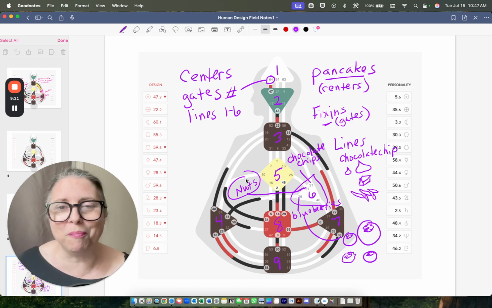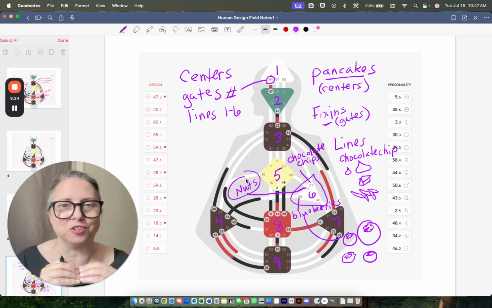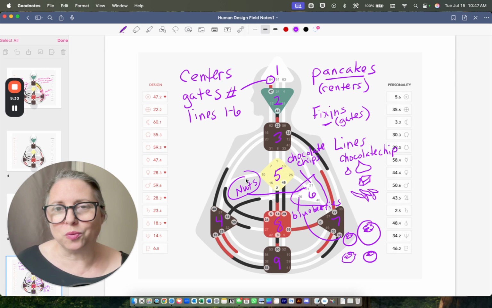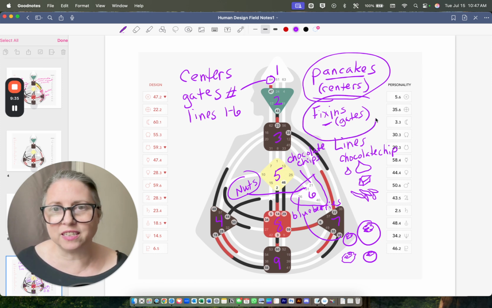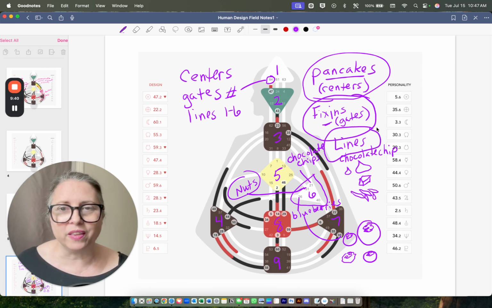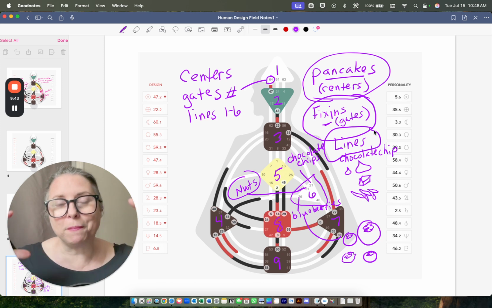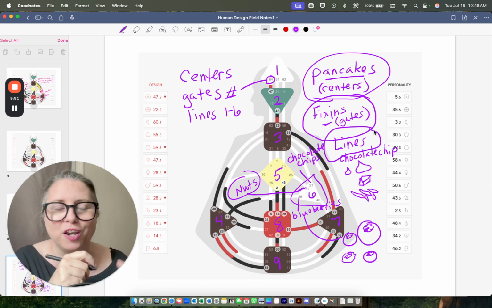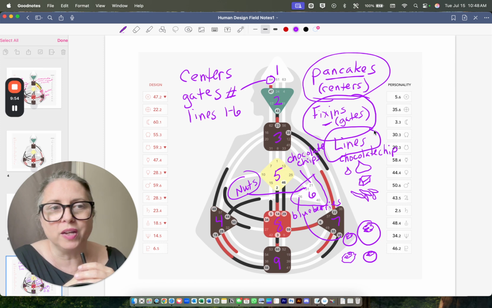And so this is my theory on how to help me understand how the centers and the gates and the lines work. So, as just a quick recap, pancakes are your centers. Fixins, the kind of fixins you pick, are the gates. And your lines, well, they're the way that fixin appears and how you experience it. And so hopefully that gives you a little bit of insight, a new way of thinking about this as you go through and do your self-study or maybe you're even working with other clients and stuff.